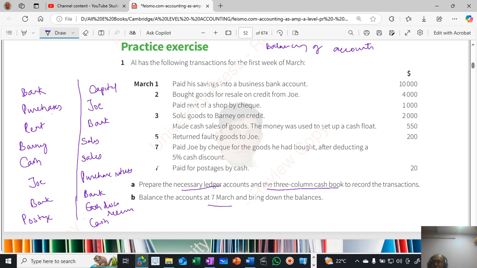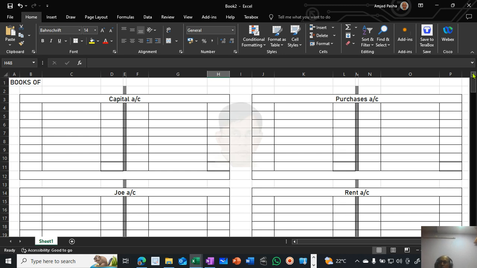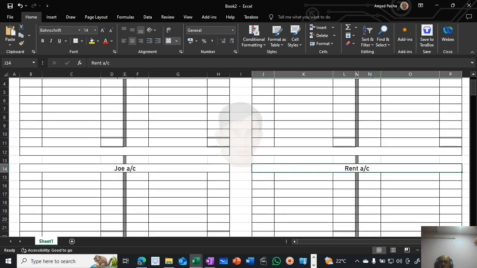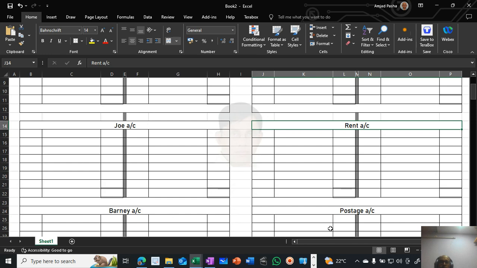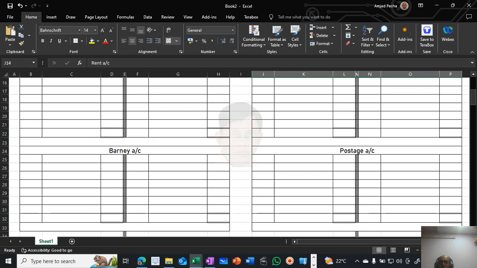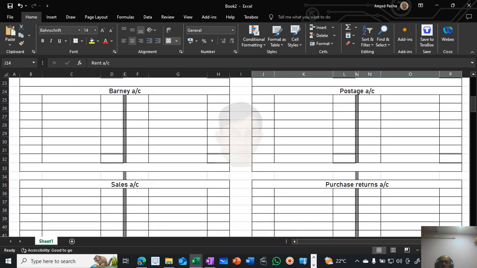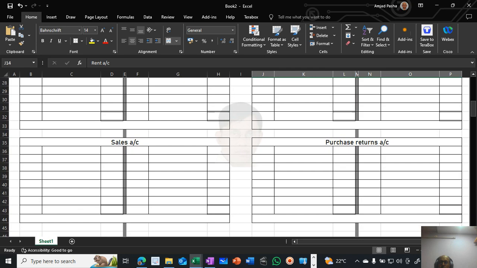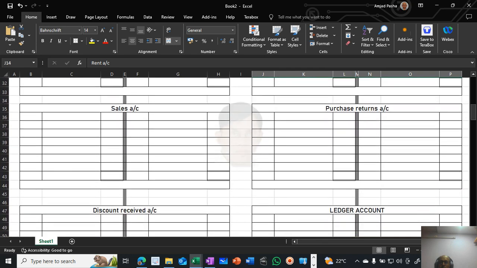Then what we'll do? We'll start preparing all the accounts one by one. Okay. So capital account, purchases account, Joe account, rent account, Barney account, postage account, sales account, purchase returns account, and discount received account. All these accounts we have to open.